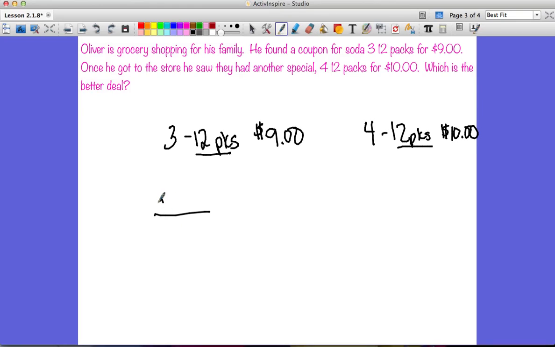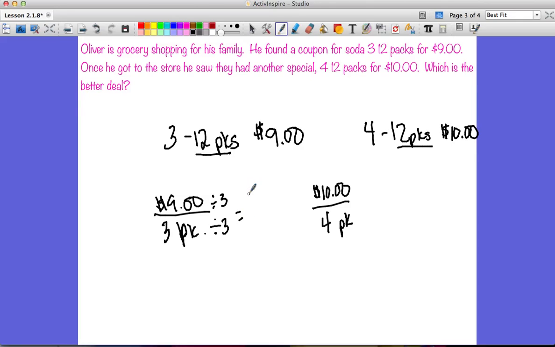the money goes on top, so $9 for 3 packs and $10 for 4 packs. I know that I need to find the unit rate because in order to find the better deal, I have to figure out which one is better per pack. So I have to divide by 3 and divide by 3. And this one's nice and easy. 9 divided by 3 is $3 per 1 12-pack of soda.